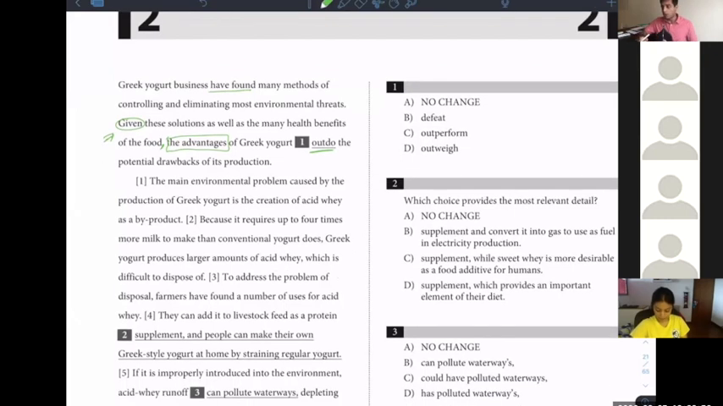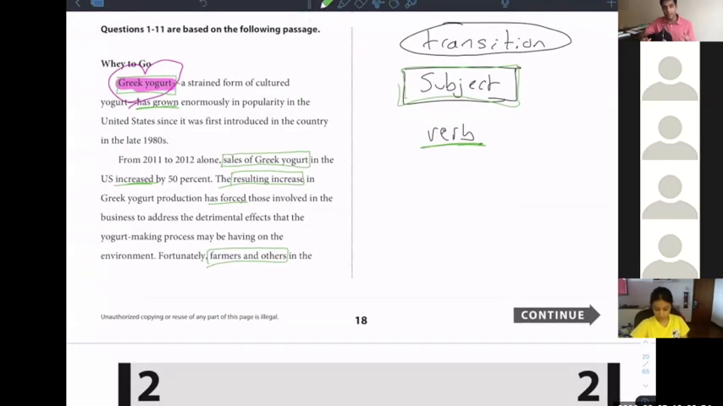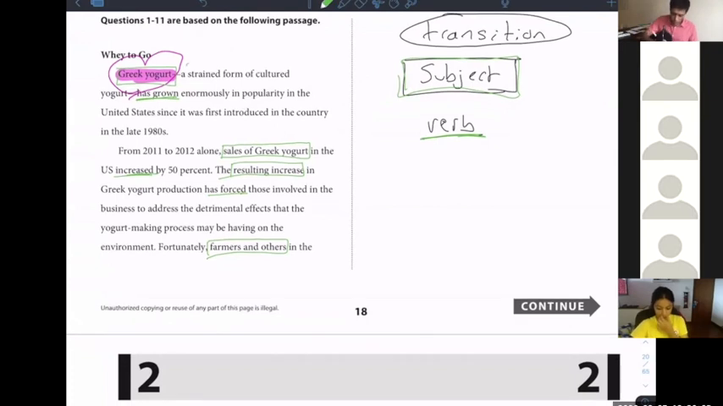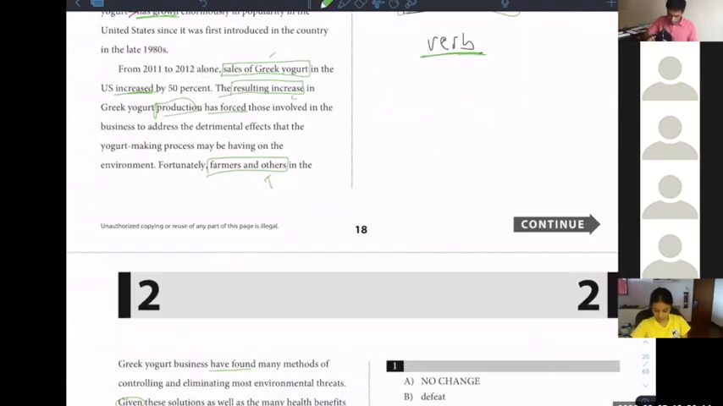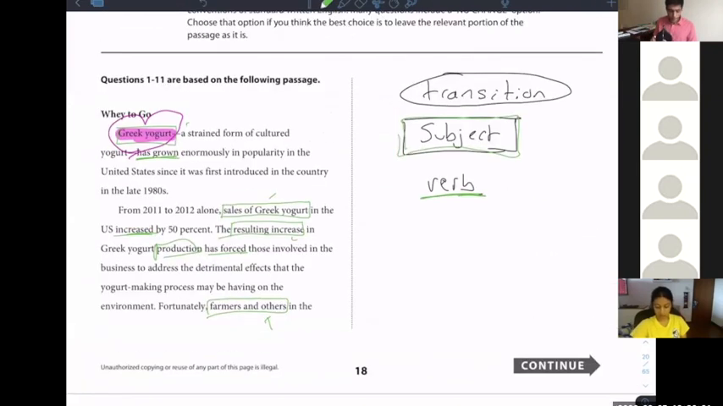Okay, so this is one approach you can use to try and tease out the information that's in the passage. If you square the subject and you underline the verb, you can be more engaged with the passage and know what's going on. And then you can do an overview. So we're talking about Greek yogurt here, sales, increase in production, right? Now we're talking about farmers, and then we're talking about advantages. So the passage is talking about that. So that's the first thing.